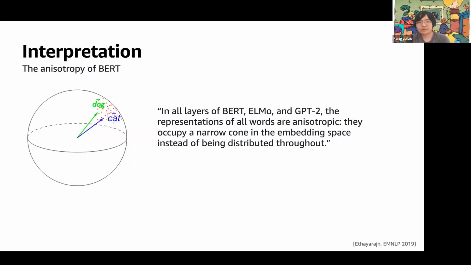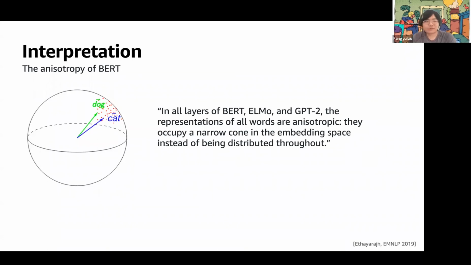So we think the key to this question is the so-called anisotropy of BERT. From this Ethayarajh 2019 paper, in all layers of BERT, ELMo, and GPT-2, the representations of all words are anisotropic, which means these data points occupy a narrow cone in the embedding space instead of being distributed throughout.